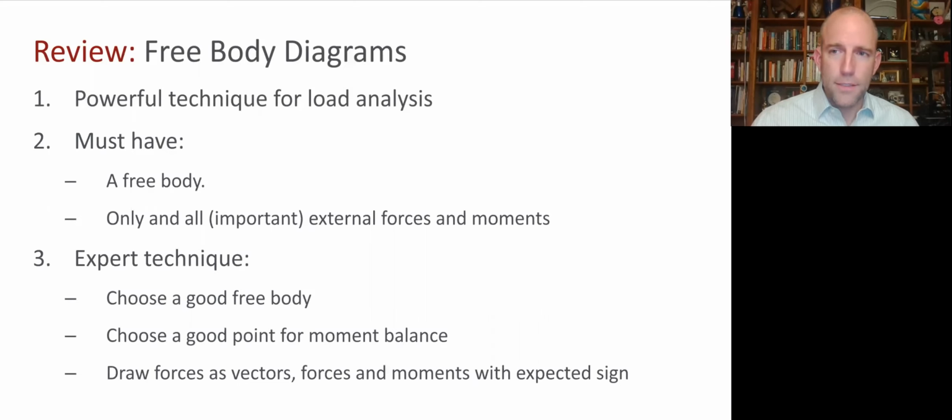There are some tricks to making free body diagram analysis go more smoothly. One is choosing a good free body. You want to choose a body that results ideally in one unknown that you're trying to determine through the analysis. And you can do that by picking some portion of a component or lots of components together sometimes. It's also helpful to choose a good point about which to perform moment balance. Again, trying to isolate that one variable that you don't know yet.